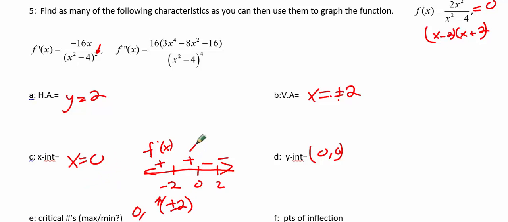So it's increasing, and then it starts decreasing, so that means we have a max at 0. You won't have any other relative maxes or mins. This is the only one we've got. It's a relative max because it increases, it decreases, and it's there.